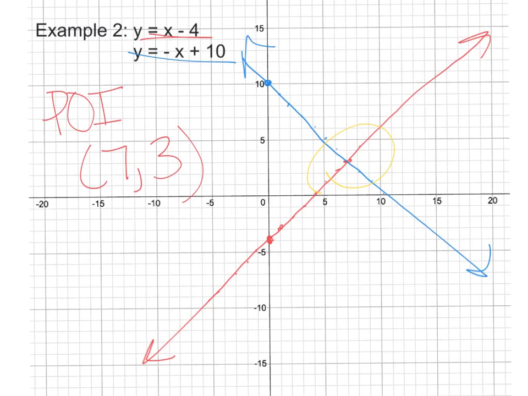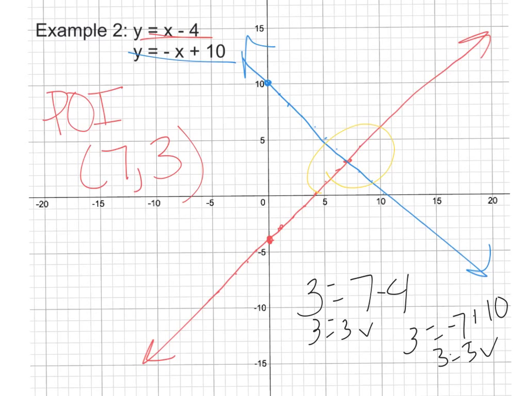And if you want to be sure, we can plug these back in to make sure that it does work out and we got the right point of intersection. So I'm just going to do a little brief check down here at the bottom. So 3 equals 7 minus 4, which is true. 3 equals 3. And then 3 equals negative 7 plus 10, which is true because 3 would equal 3. So it does check out. So when x is 7, y is 3 would be your point of intersection for example 2.